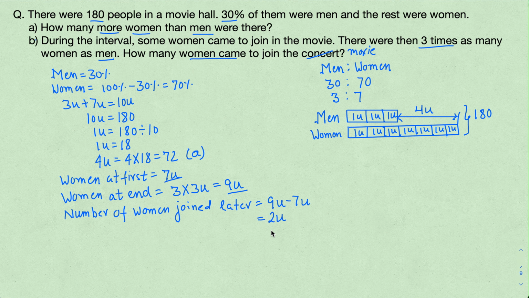That means 2 units of women joined later, and we know 1 unit is 18, so 2 units will be 2 times 18, which gives us 36, right? That means during the interval 36 women joined the movie. So that's our part B. Okay, let's write our answer quickly. Part A: earlier there were 72 more women than men, and part B: during the interval 36 more women joined the movie.